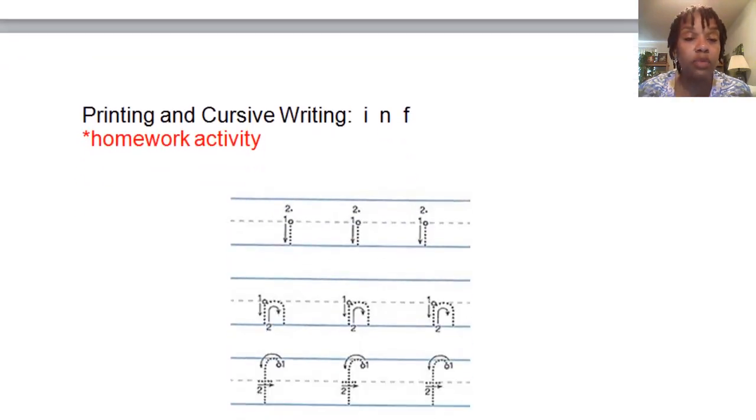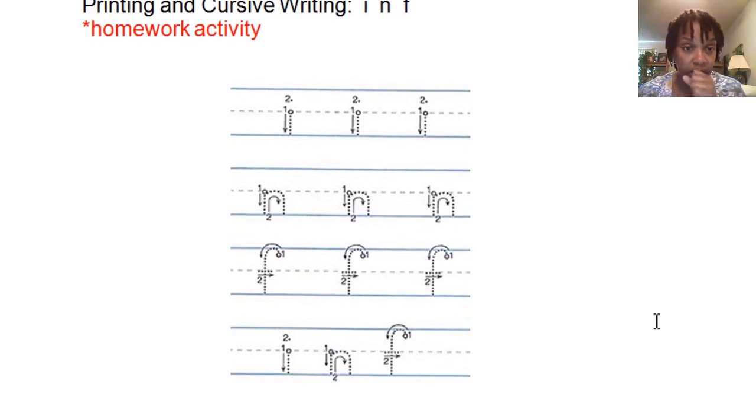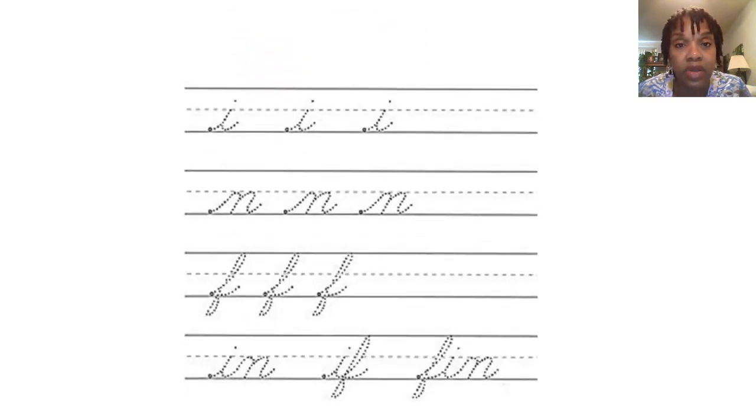Alrighty then. Now moving right along, also in your homework packet, this is a tracing page, where you can trace the three sounds that you learned today, the I, the N, and the F. Okay? Let me stop talking so fast.